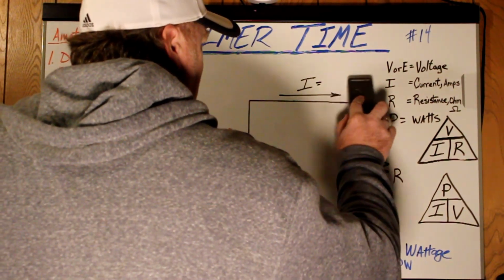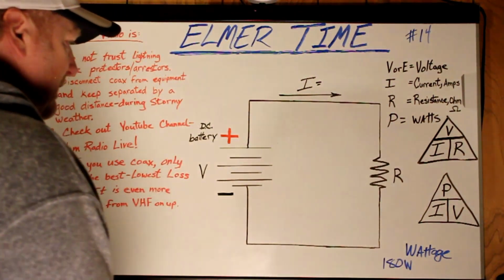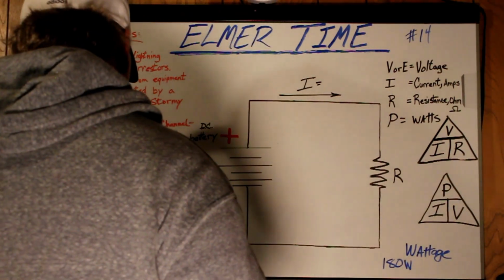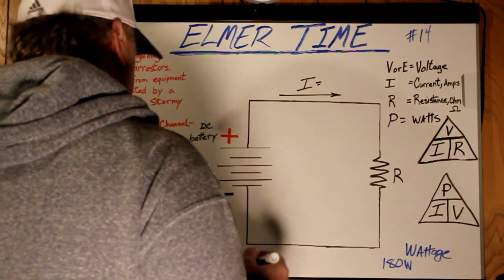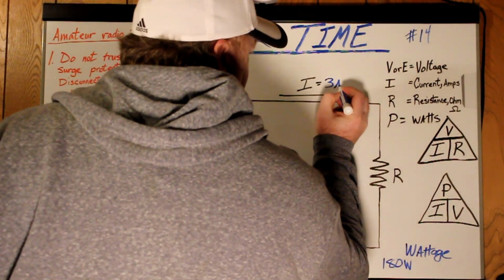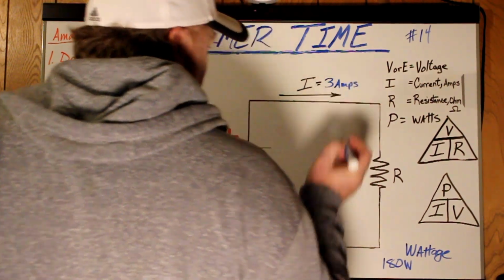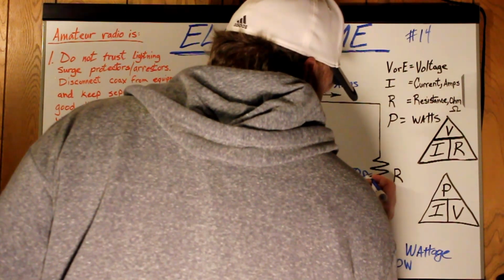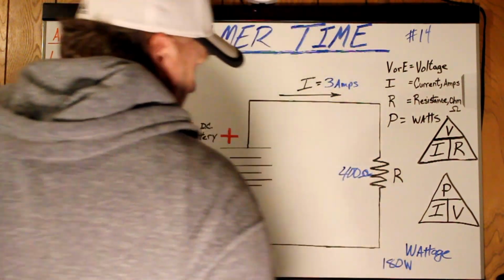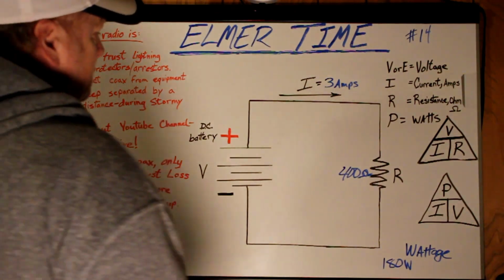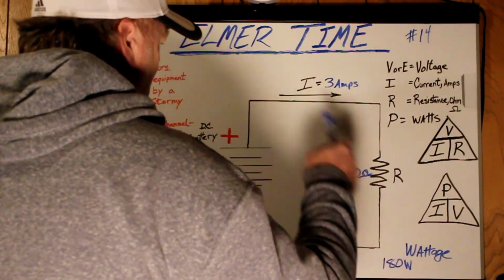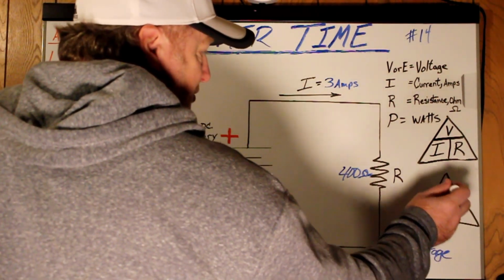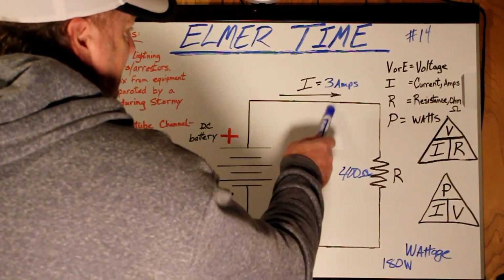Now, let's say we're missing one of the values to find the wattage of the power. Let's say we know the current. Let's say it's 3 amps. And our resistance, let's say 400 ohms. We want wattage. What's the wattage on this? We need current and voltage to find wattage. We have current, we don't have voltage.